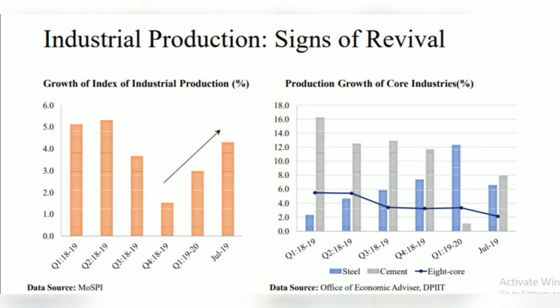In the first chart you can also see that during July it was around 4.6%. Now it has reached minus 1.1%. And in the second graph, you see the production growth of core industry. Core industry means here you can see steel, cement, manufacturing or the mining industry. These are the eight core things which you should consider for any country to see if they are growing.